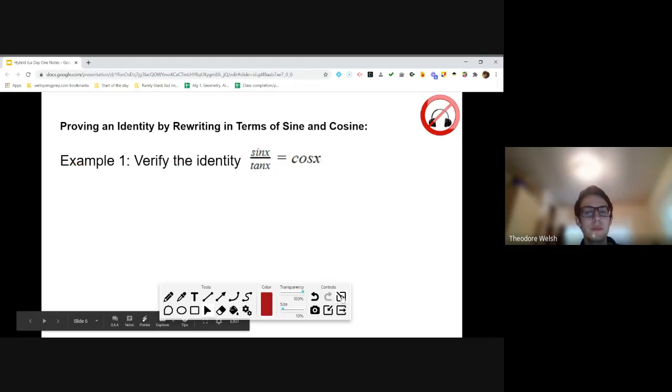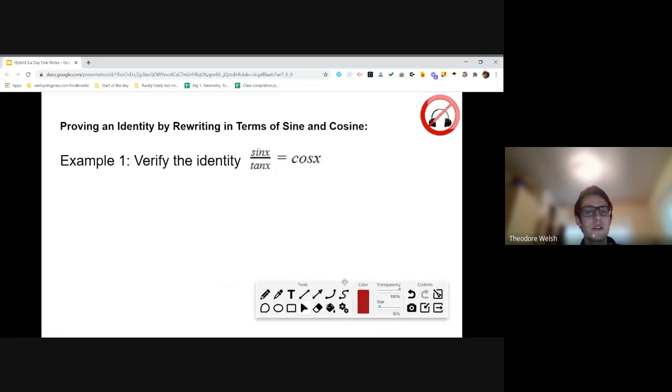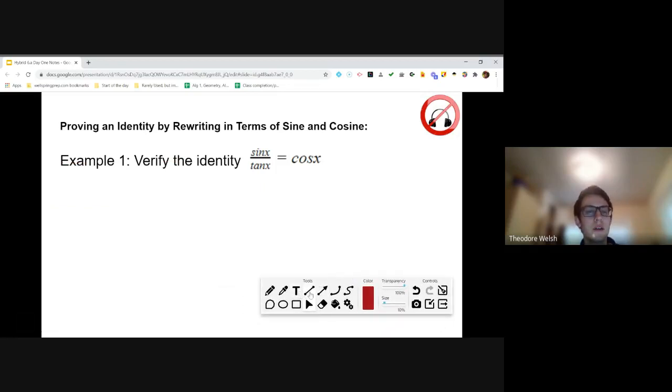All right. So this is our first proof. So it says verify the identity. Verify means the exact same thing as prove. So if you see the term verify, it means prove. So again, there are two things we need to do. Number one, we need to actually get side A to equal side B, or vice versa. Number two, we need to explain our reasoning.